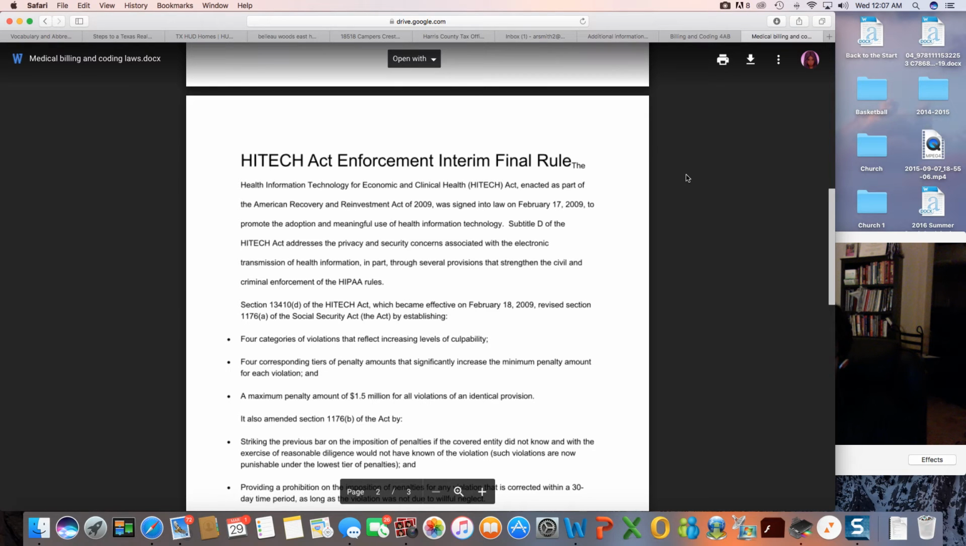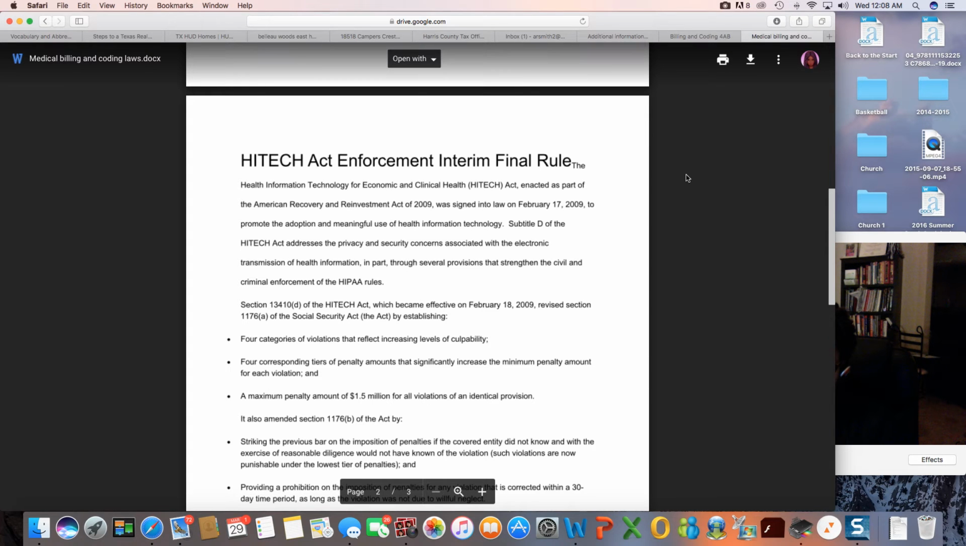it stands for the Health Information Technology for Economic and Clinical Health Act, enacted as part of the American Recovery and Reinvestment Act of 2009. This was signed into law on February 17, 2009 to promote the adoption and meaningful use of health information technology. Basically, what all of that big word stuff means is that your healthcare information will not be used when it's not supposed to be. It addresses the privacy and security concerns associated with the electronic transmission of health information, in part through several provisions that strengthen the civil and criminal enforcement of HIPAA rules.